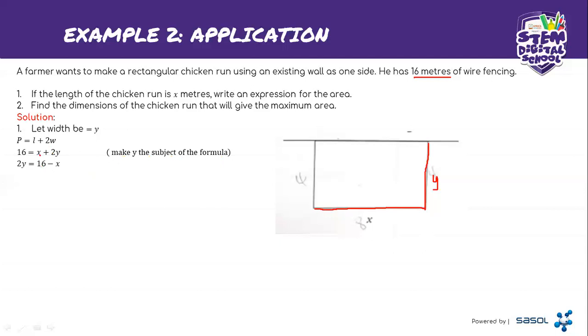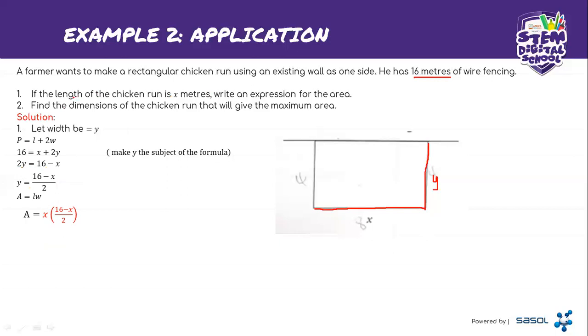Then you can see that I've transposed this x on this side. Then we're now going to have 2y equals to 16 minus x. Then because now I want to make y the subject, we are going to divide with 2 both sides. And then after we have done that, we have to answer the question.